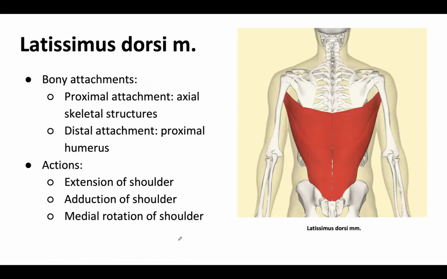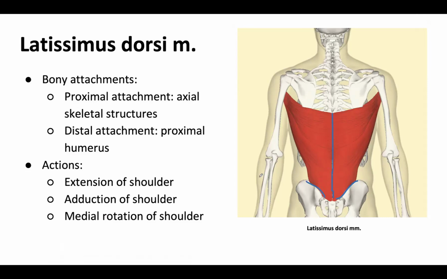Now, the inferior partner in the superficial back to the trapezius muscle is the latissimus dorsi muscle. If you put those two sets of muscles together, the trapezius and latissimus dorsi, they are so expansive that they cover the entirety of the superficial back. The proximal attachments of the latissimus dorsi are axial skeletal structures towards the midline, like the spinous processes of the vertebrae. You do have an attachment on the pelvic girdle at the iliac crest region.